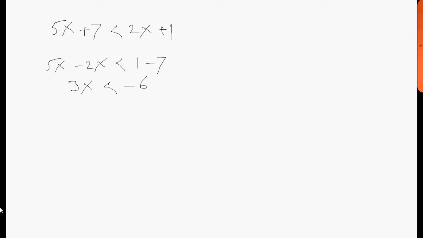I divide both sides by 3. 3 is a positive number. I don't need to change the direction of the inequality, so x is less than negative 2. In interval notation, that's from negative infinity to negative 2.